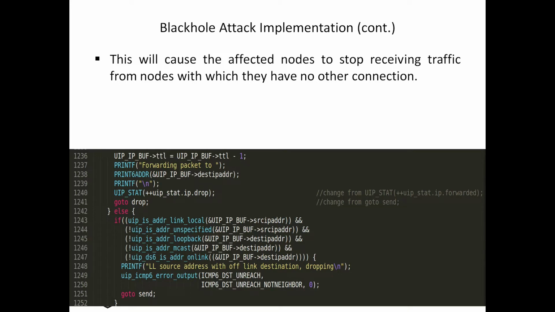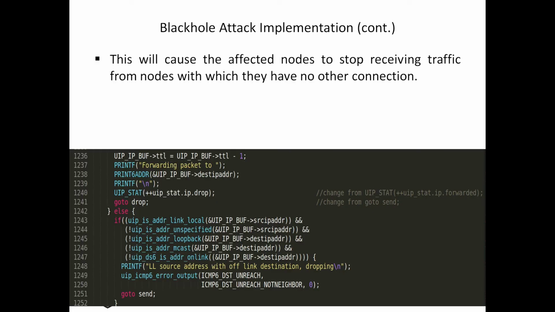We have that particular variable, we increment it. So initially it is micro IP start.ip.forwarded, as you can see in that particular comment. Then we change the from forwarded, we change it to drop. And also in line 1241, from go to send, we change it to go to drop. So this in effect will also create the black hole attack.